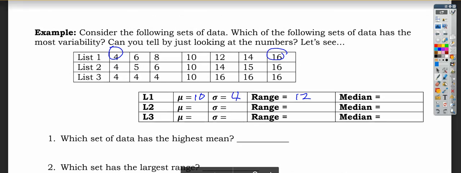So I want you to pause this video, and I want you to do the rest, L2 and L3, and then I want you to unpause it and actually answer the questions below, and then I'll have the answers on the board.